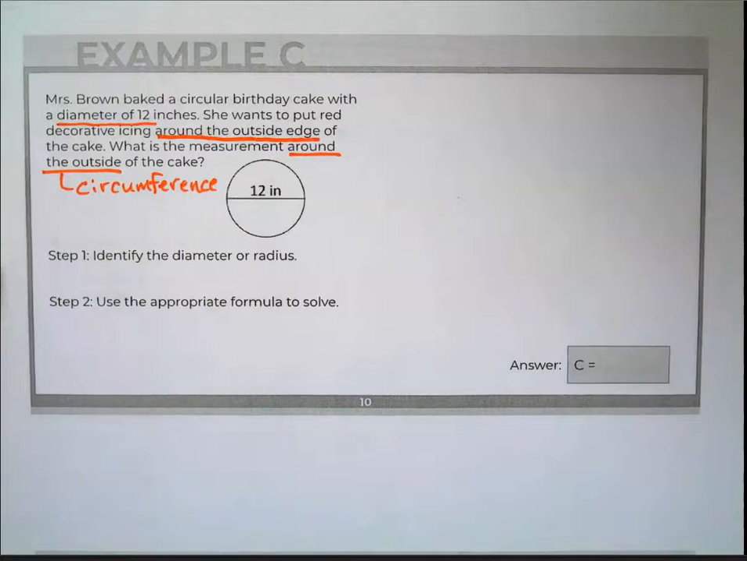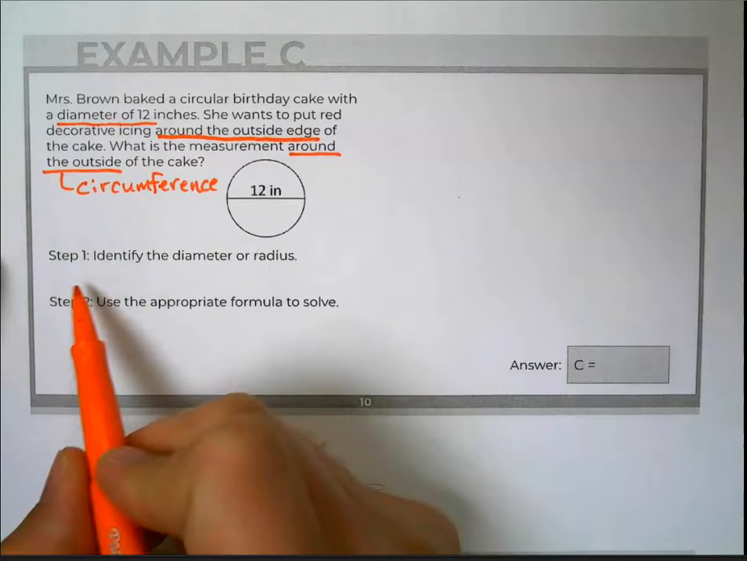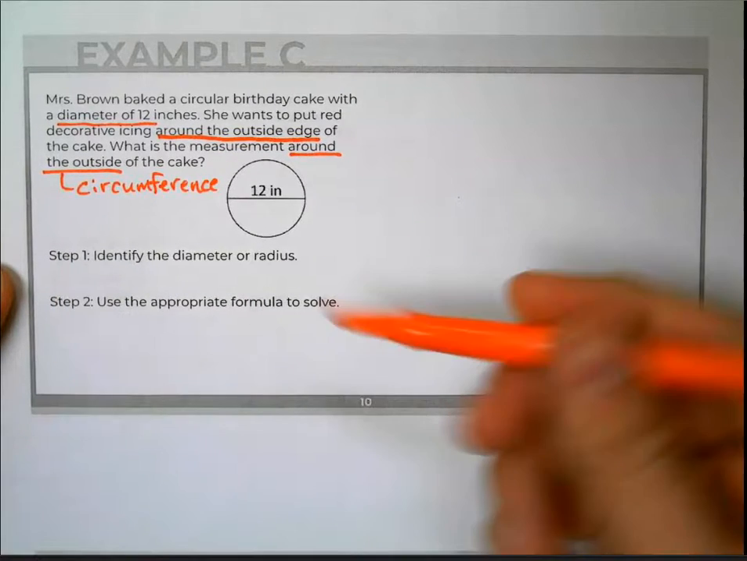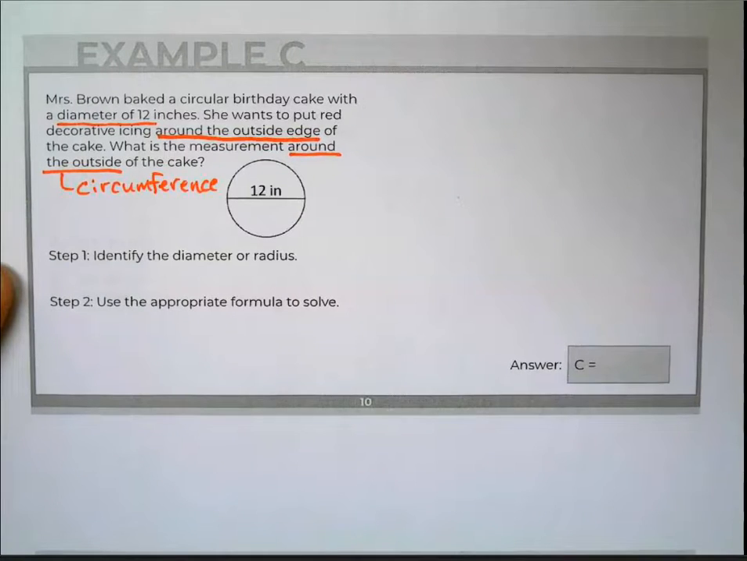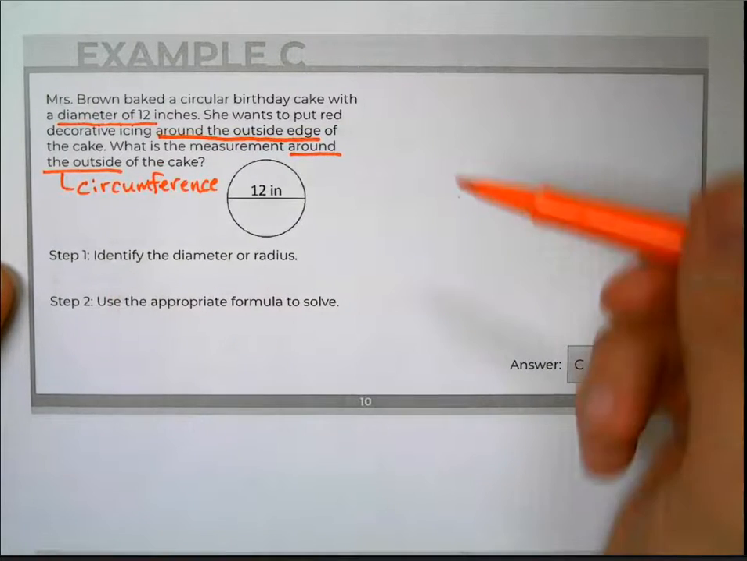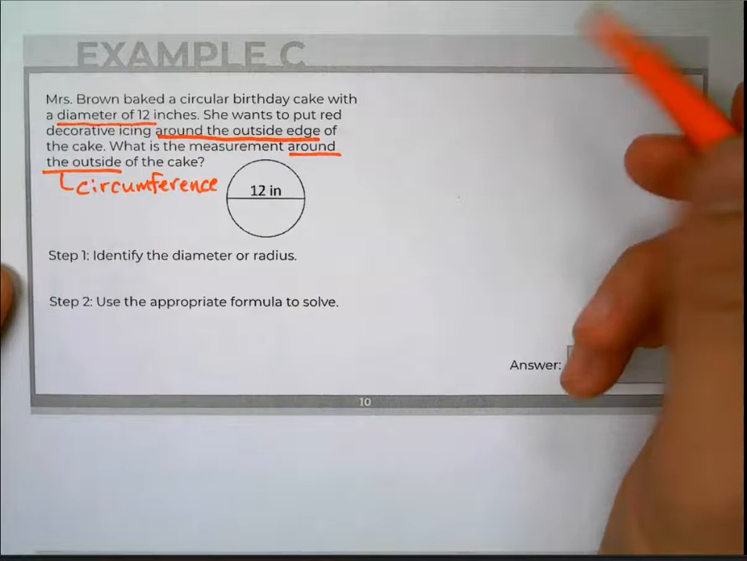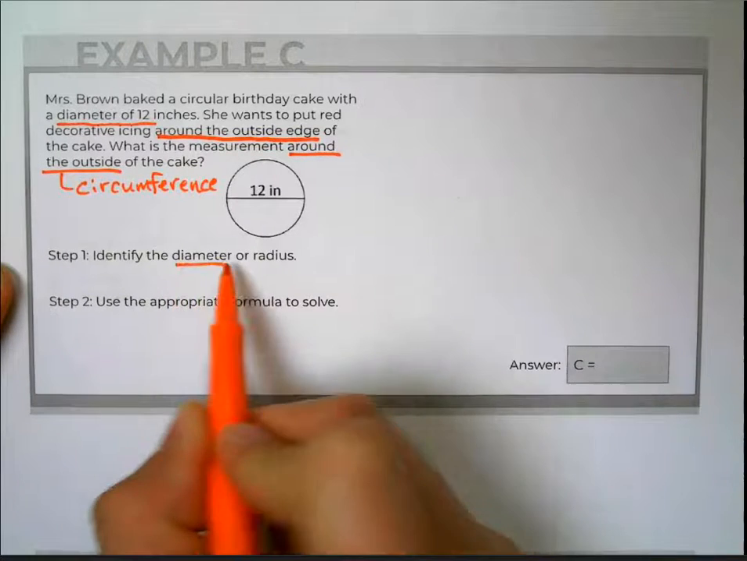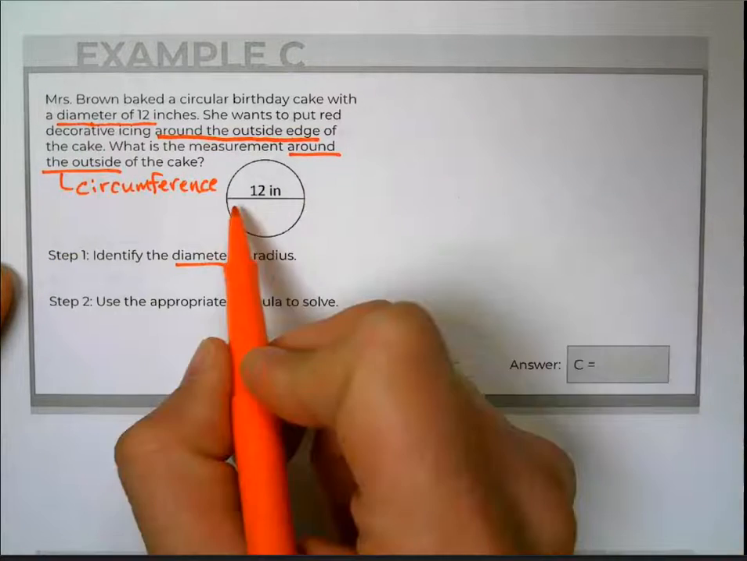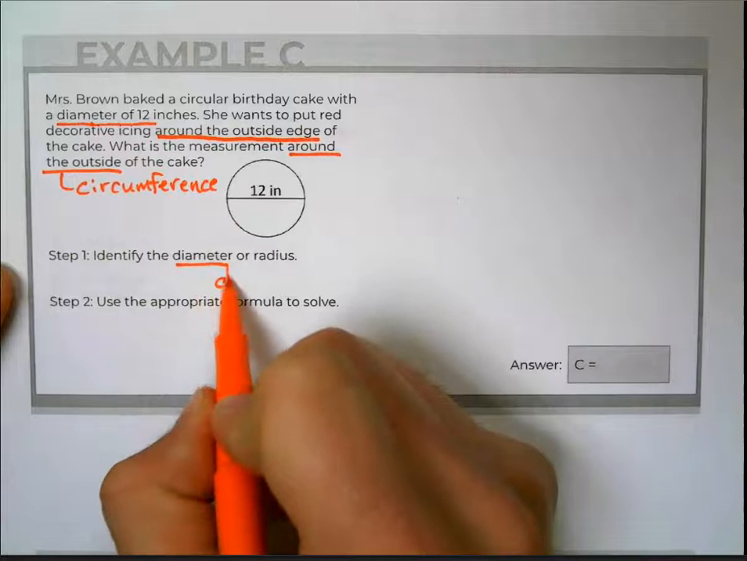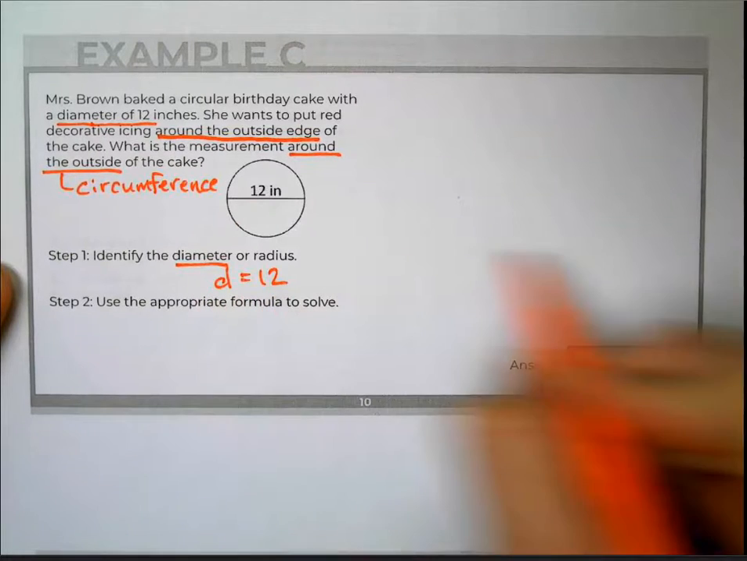So, they didn't say circumference anywhere in the problem. They didn't ask what's the circumference. But you had to know that's what you're trying to find. Okay, so right here, step one, I still put the same steps so that we can kind of get used to doing the same thing. What did they give us? The radius or the diameter? They gave us the diameter. Okay, it tells us right here and in the picture. So your diameter equals 12.